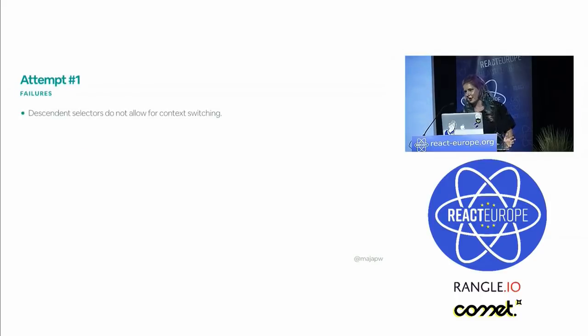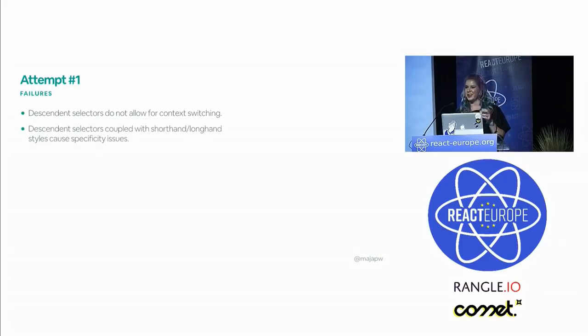But, attempt number 1, we had some failures. Descendant selectors do not offer context switching. I talked a lot about user-generated content. Reviews may be in English, descriptions may be in English, maybe in other languages. And at this point, any left to right content in a right to left page would have both sets of styles applied to it, which is bad.